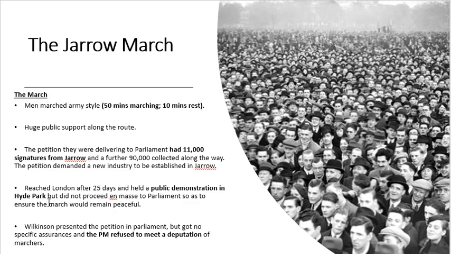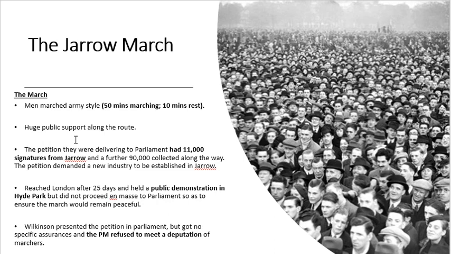Remember, Jarrow wasn't the only town that was affected by the economic recession and the Great Depression. There were a lot of other towns where unemployment levels were quite high. So the Jarrow marchers planned on their route to march through all these small towns and villages and get support along the way.